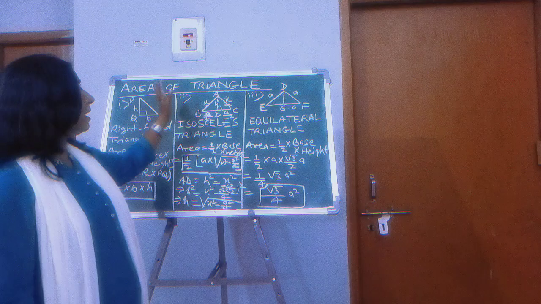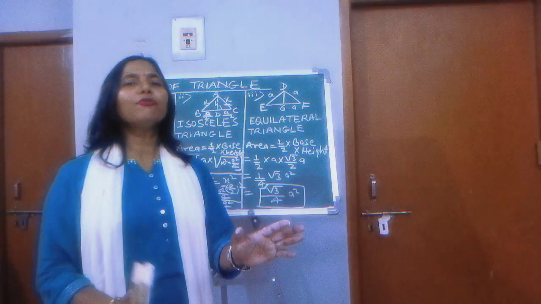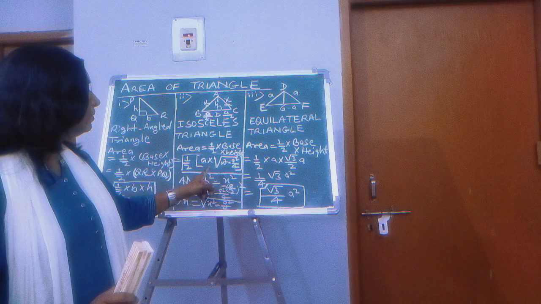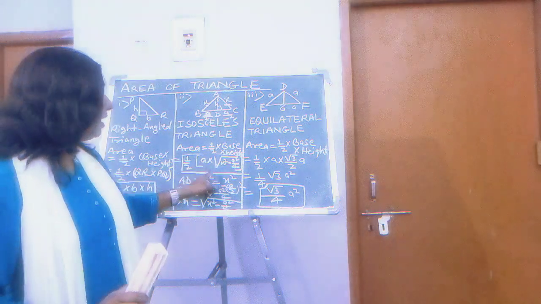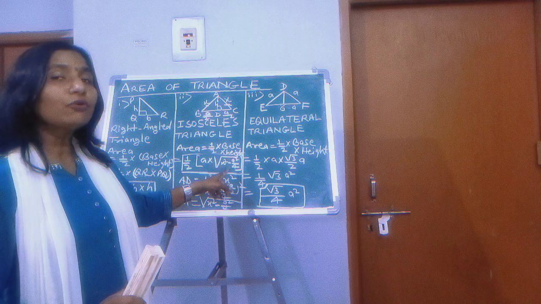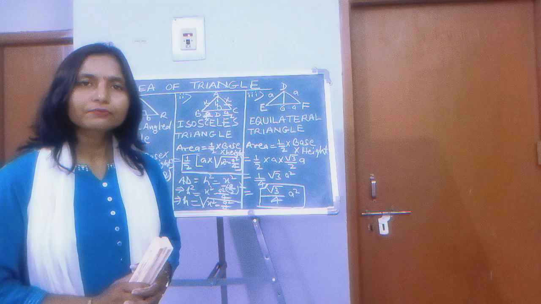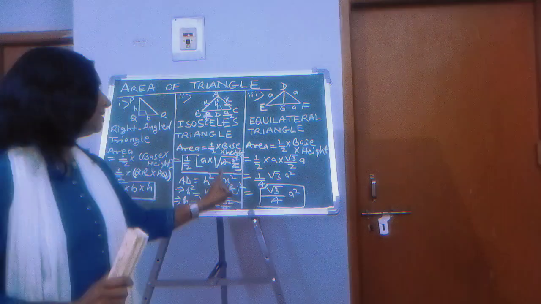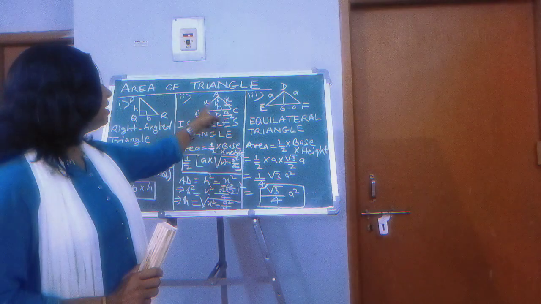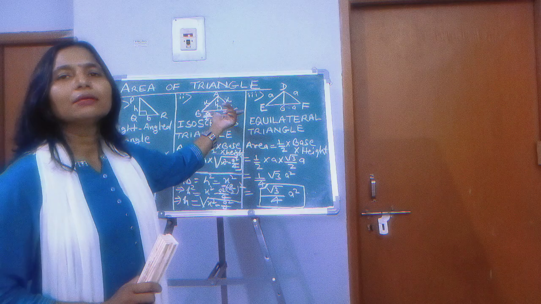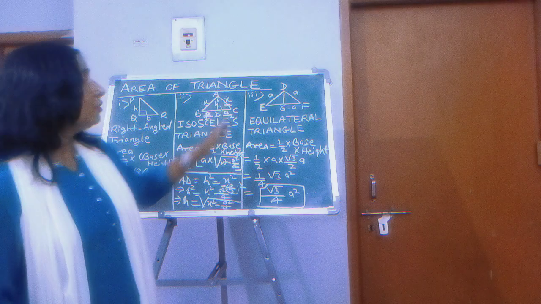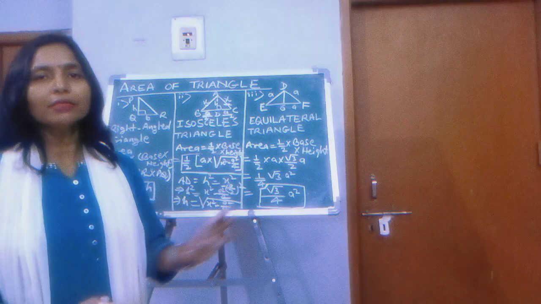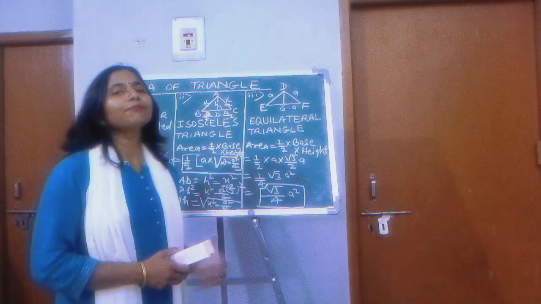So dear children, in general, if you have to find the area of an isosceles triangle, the general formula is 1 by 2 into a into under square root of x square minus a square by 4, where x is the value of the equal sides, and a is the value of the base, which is other than the equal side. So in this way, if any isosceles triangle is given, by using this formula you can find its area. Now let us move to the third type of triangle.